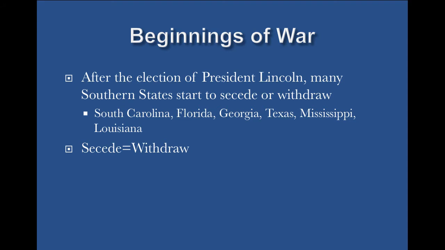After the election of 1860, President Lincoln is elected, and it made a lot of the southern states very upset. They all thought that he was going to come in and abolish slavery, so they were very adamant about showing their discontent with this situation. The southern states, starting with South Carolina, begin to secede, and we remember the word secede means to withdraw. South Carolina secedes first, followed by Florida, Georgia, Texas, Mississippi, and Louisiana. Those are the first set of southern states to secede from the Union.